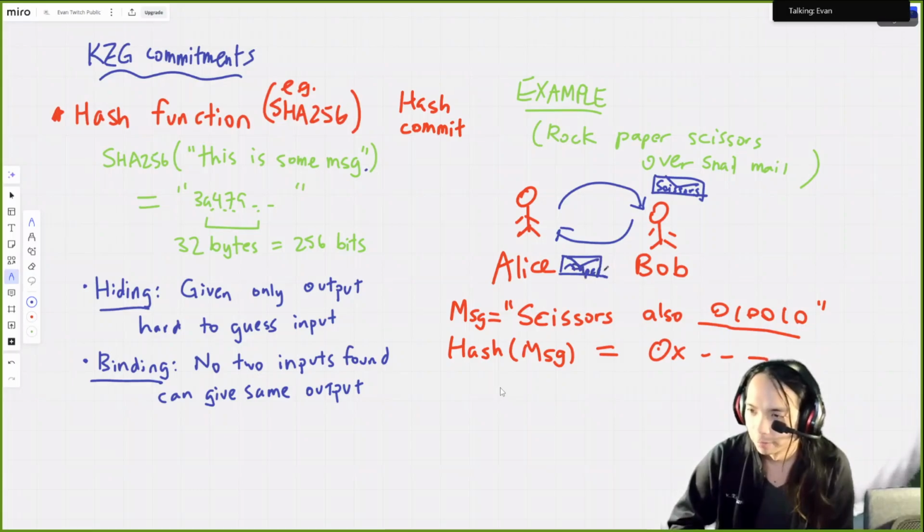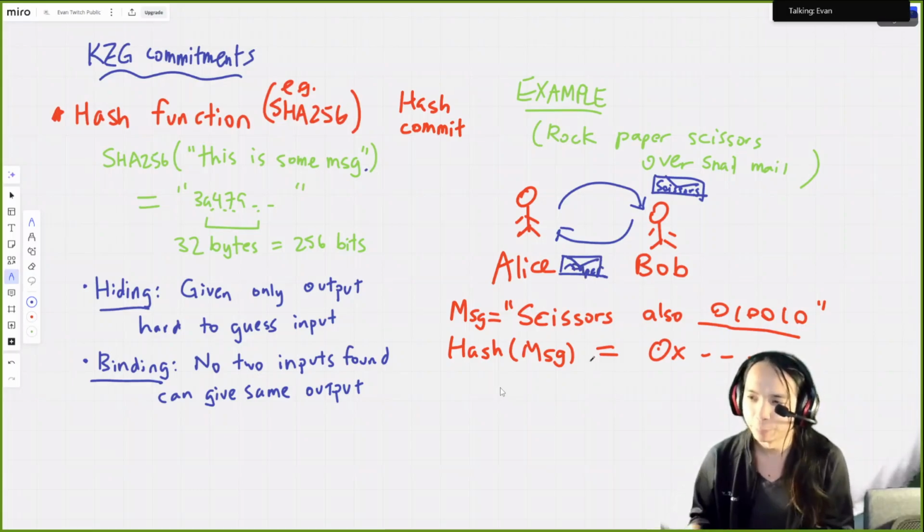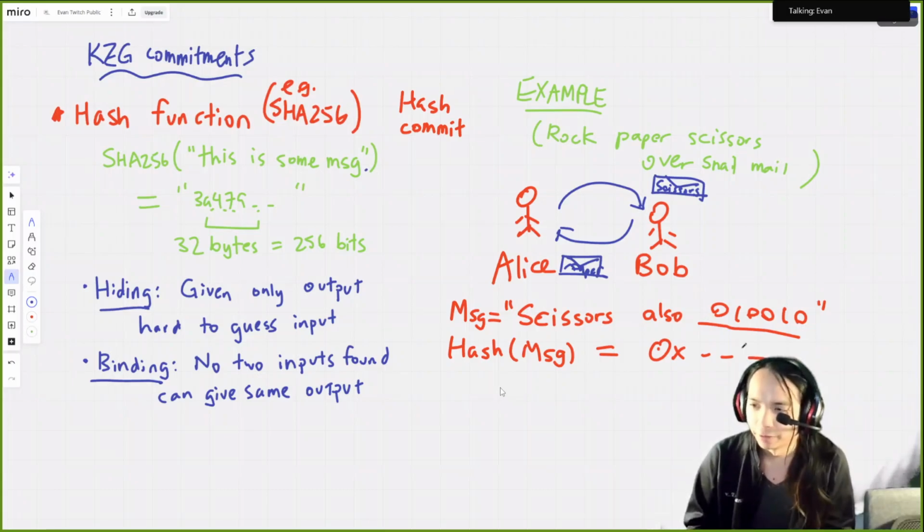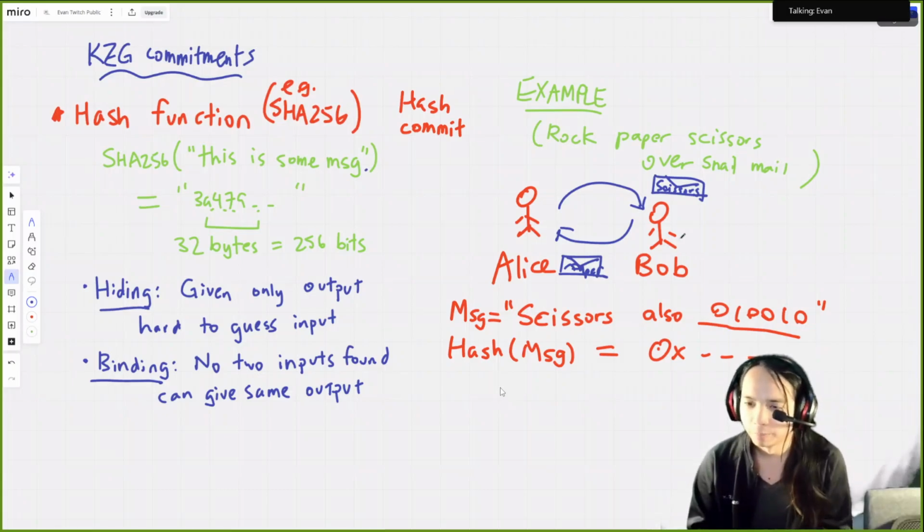Once each person is holding the other person's commitment, they can reveal the message that they originally had. Bob can look at this message, compute the hash, and verify that Alice hasn't changed what she originally showed. Alice can do it the other way, and then it's great.